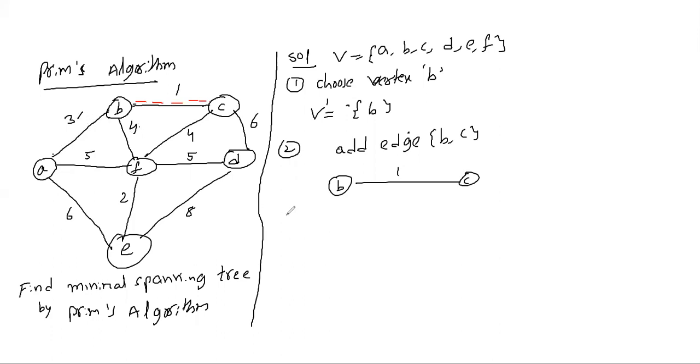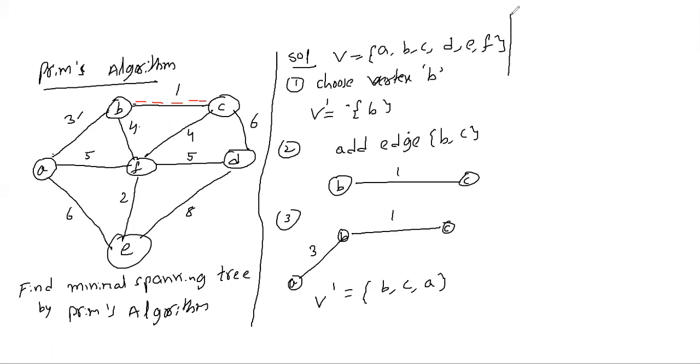So in the third step, you add another edge, which is the smallest value. Besides BC, I'm adding A. A has 3 weight. Okay. So now in the new set, what did you get? Vertices B, C, A. Like this, whatever the smallest values are, you have to add them one by one. So now next, in the fourth step, listen carefully.